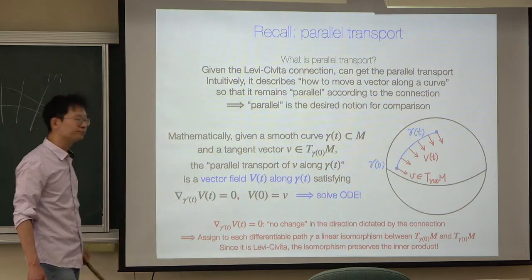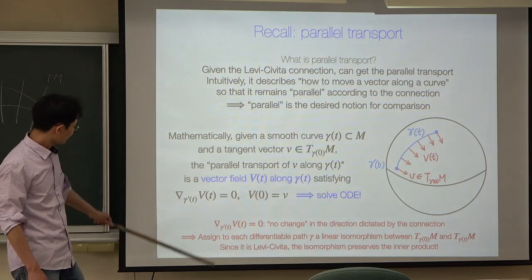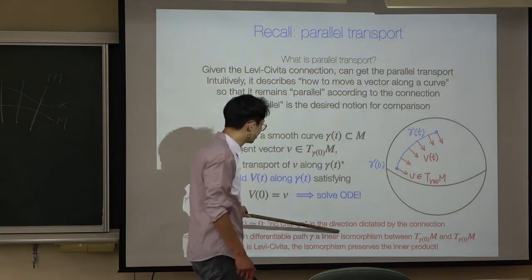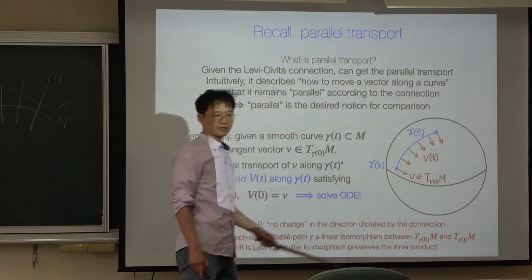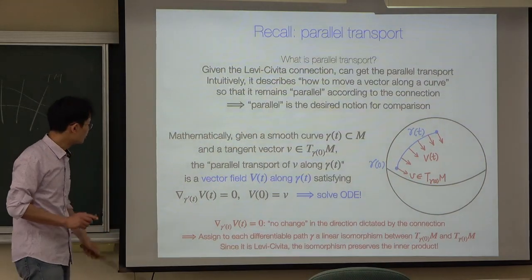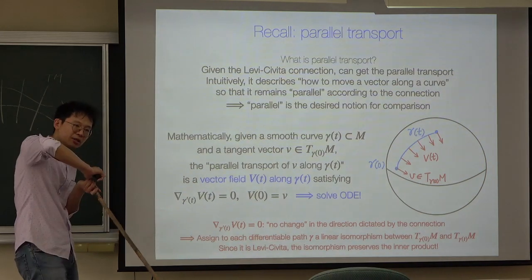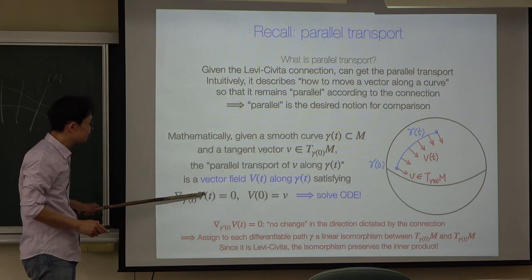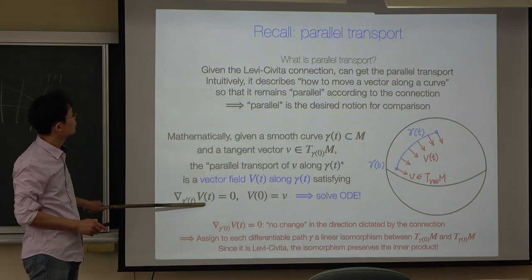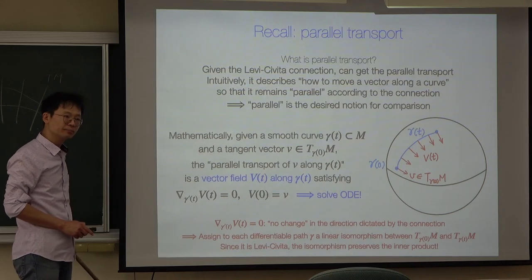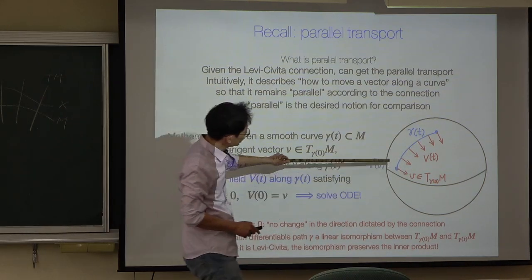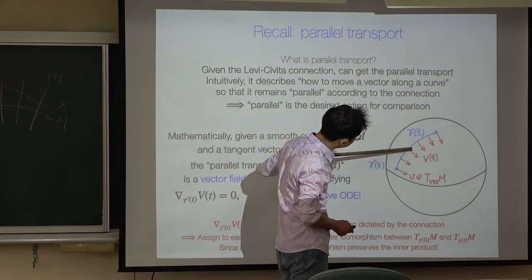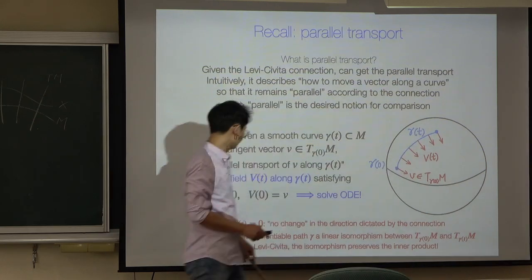The key information we want to say is this condition actually says there is no change in the direction dictated by the connection. There's no change. When you move v from one point to another on that curve, actually it does not change. This is what we call parallel. Although if you look at this picture, this is a sphere S2, and if you just visualize it, you see the direction seems to change, right?